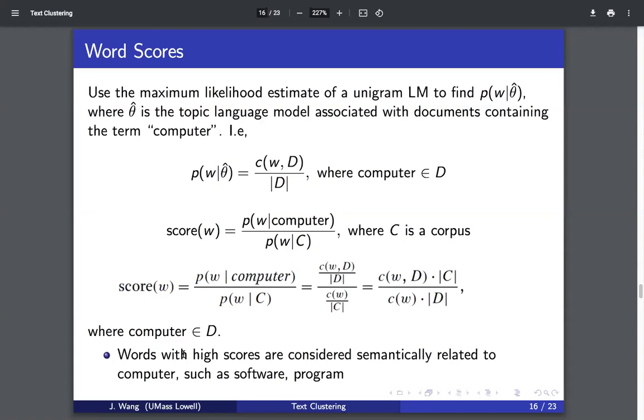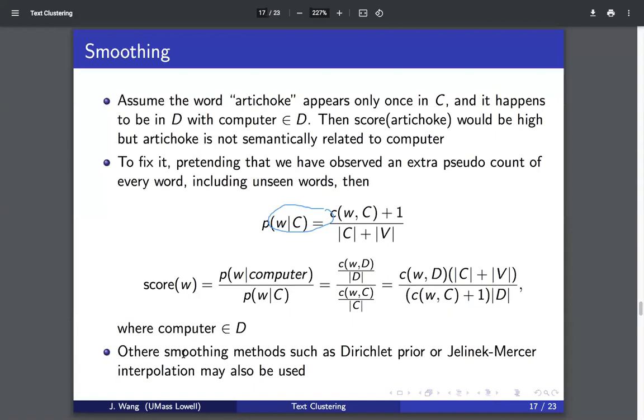So that's what we saw earlier: computer, software, program have relatively high scores, so they should be put into one cluster. In other words, they are related to computer, because that's what we are looking at for this. So that is scoring methods. And then, this is a general topic as before: how do we handle unseen words?